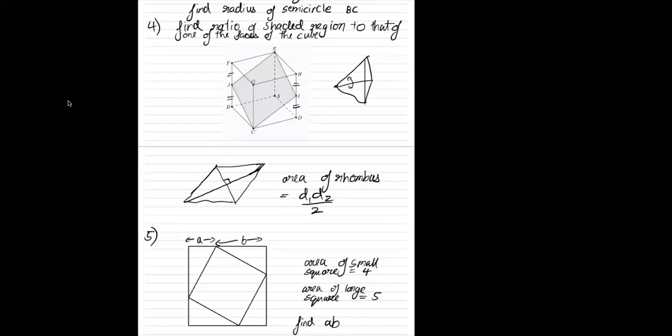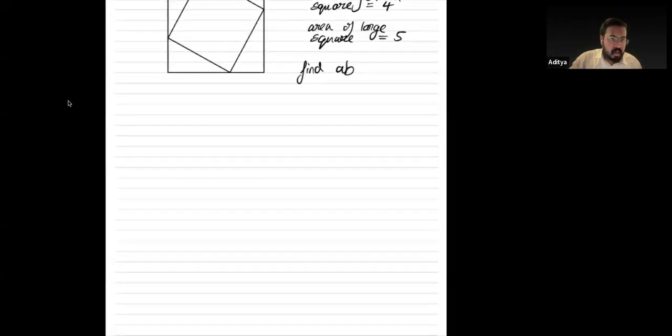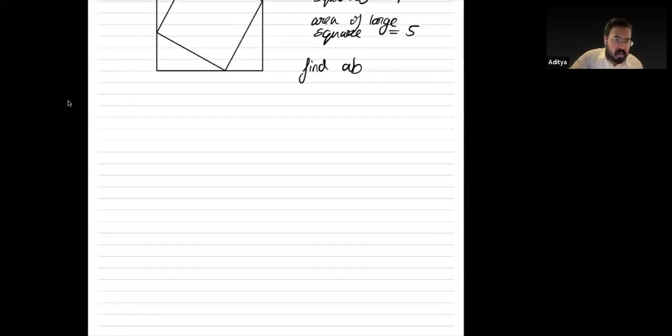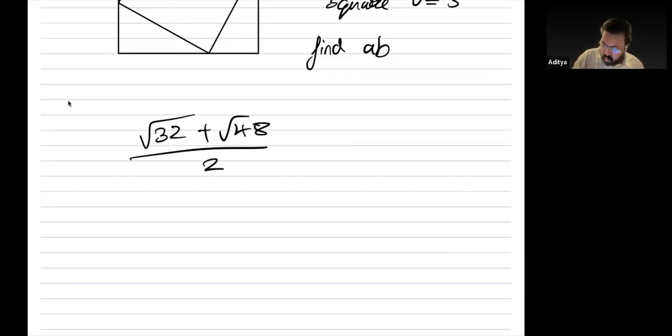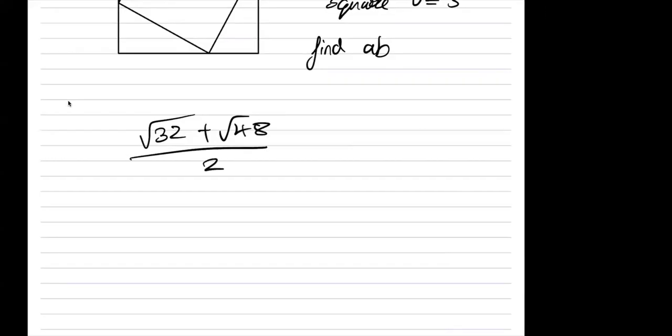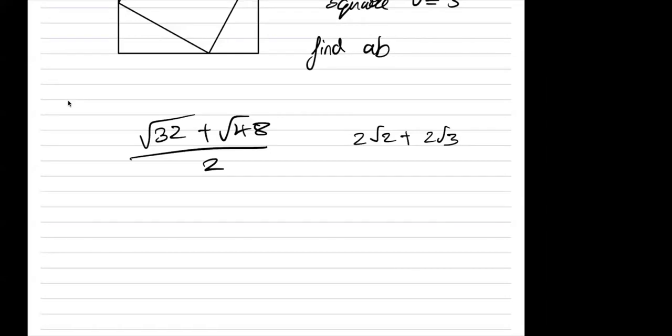But sir, it'll be very hassle getting the decimals. No, is this what you have written? Arnav, I'll come back to you. So, is this what you have written? Root 32 plus root 48 upon 2. Yes. But you can simplify this into 2 root 2 plus 2 root 3. But how do we do that?